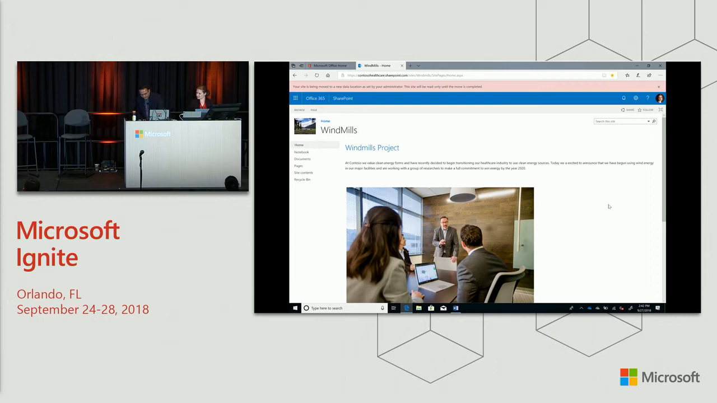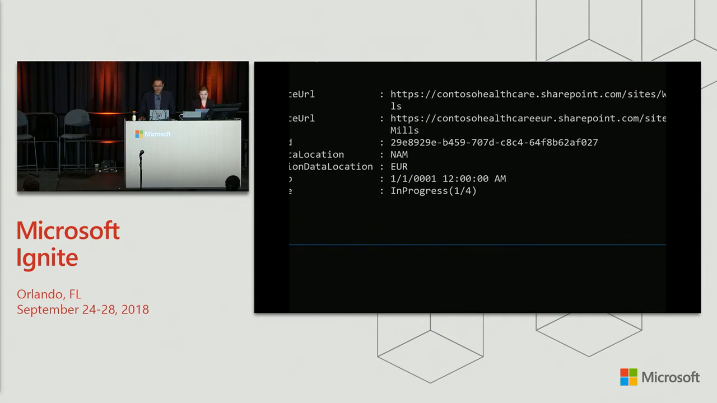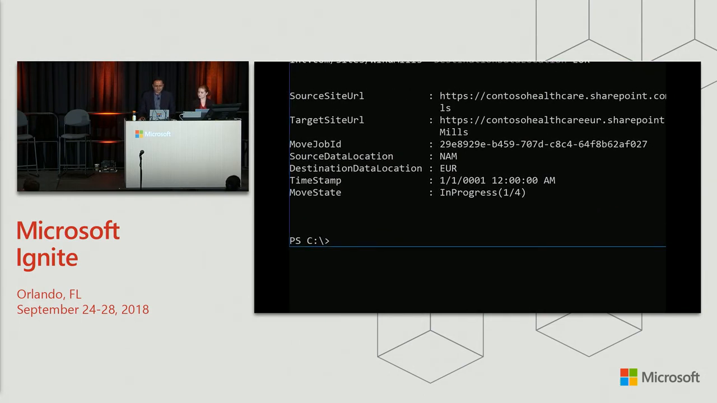All right, so I'm going to quickly switch to the progress so that I can show you. Here is the progress for the move job that I just created. It is telling me that this move has been initiated. The source location is North America, and the destination is EUR. The progress is 1 out of 4. That tells you there are 4 major steps that we take in order to move this site collection from one geo to the other geo.